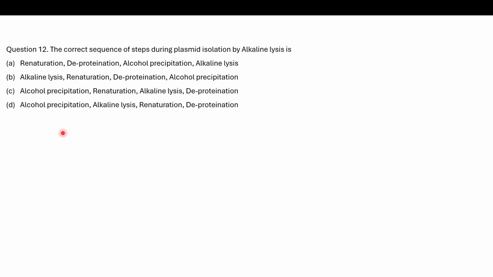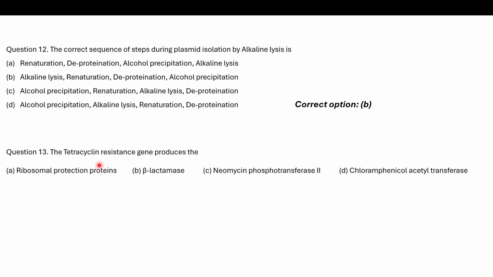Can anyone try? Option B. Yes. Alkaline lysis, renaturation by neutralization, deproteinization, alcohol precipitation. Okay. Option B. Okay.